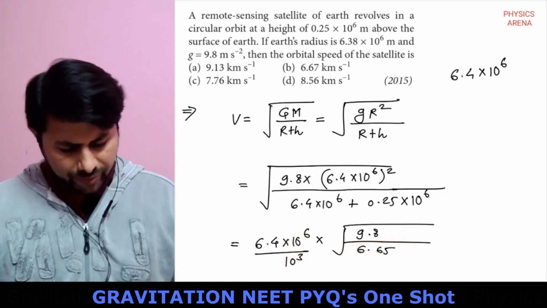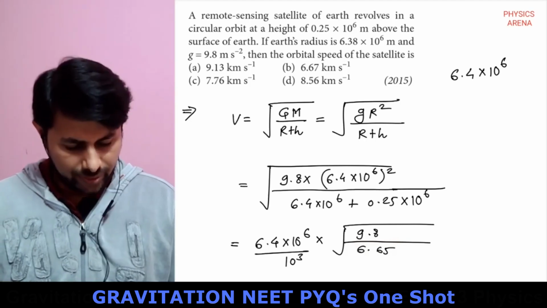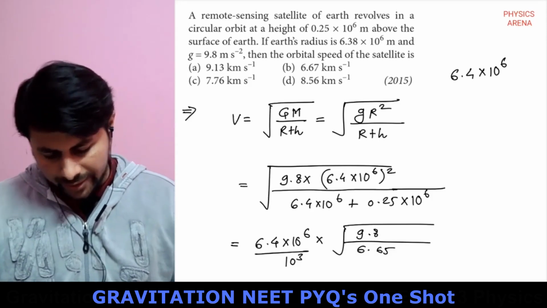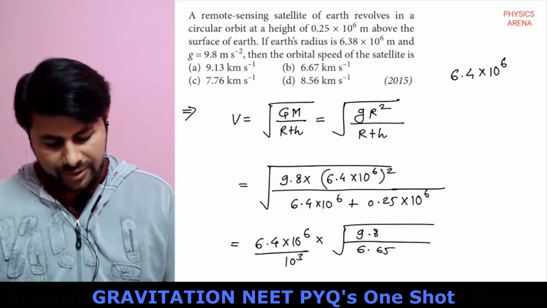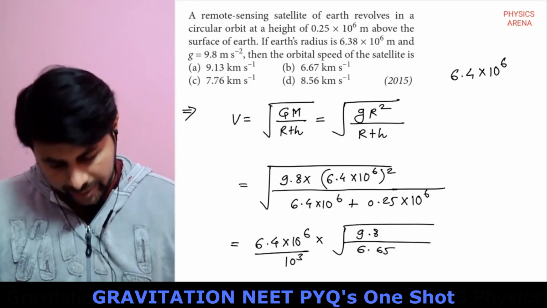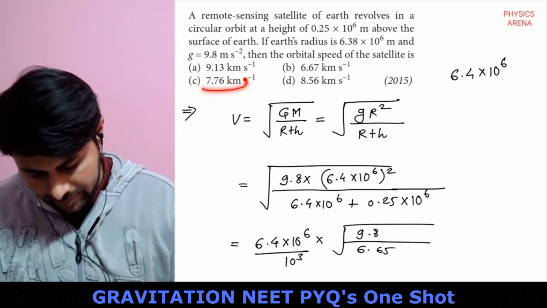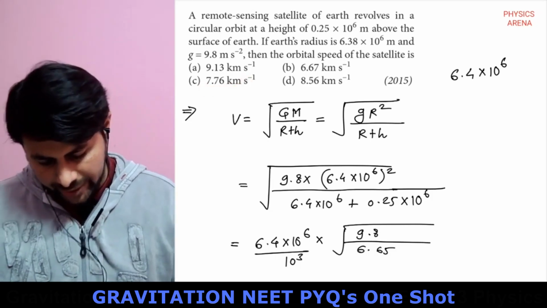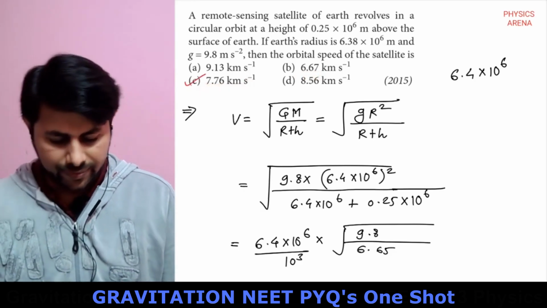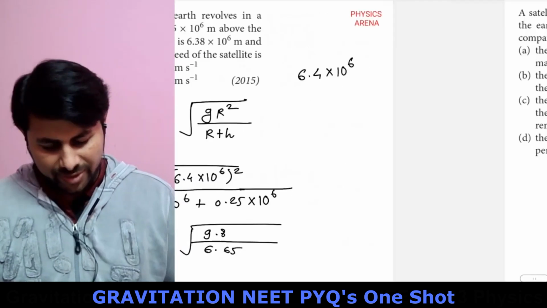In round figure, it will be how much? This is 3 is to 2, near about 1.5 or something. So the square root of that will be nearly 1.2. And if I am correct, this will be greater than 6.6. So I guess this will be the answer. Can you check? Let's move on to the next question.